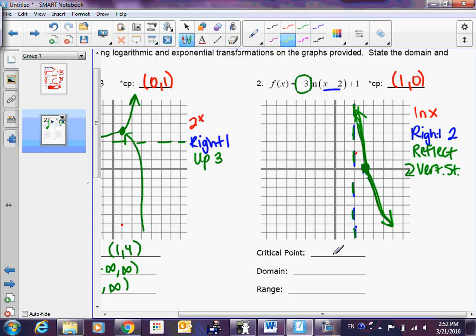I'll do the last one in yellow. So the very last thing we're going to do is this +1, which would move this up 1. Now again, that's not going to change a vertical asymptote. If you move that up 1, it's still in the same place. Is it going to change the point? Yeah, it's going to move up 1.